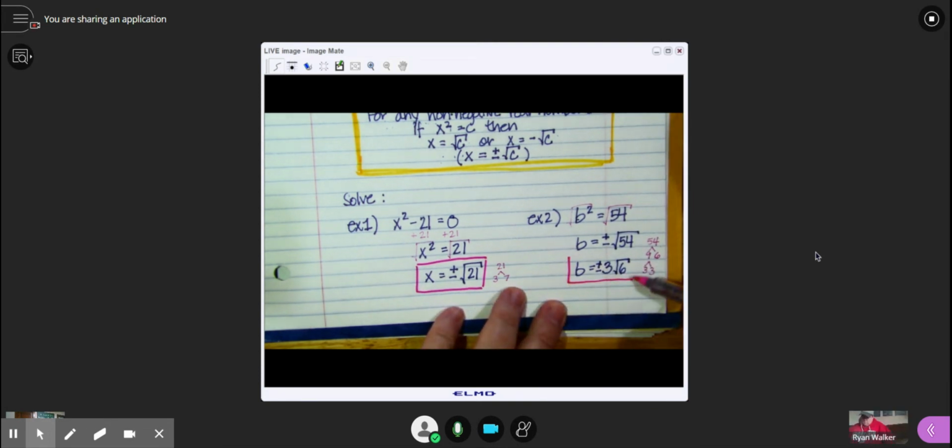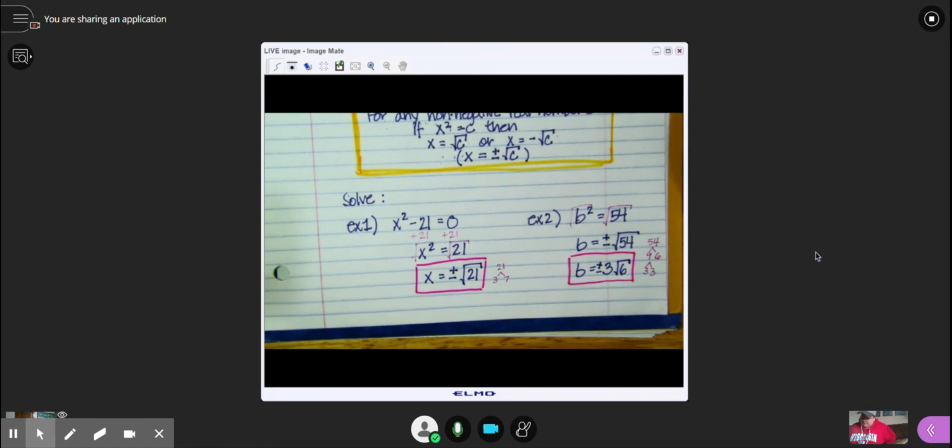This simplification, Ryan, this is the part you missed. Yep. How to work those simplifications is what you missed yesterday.